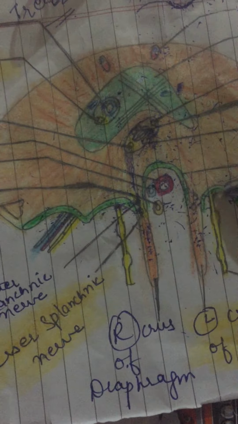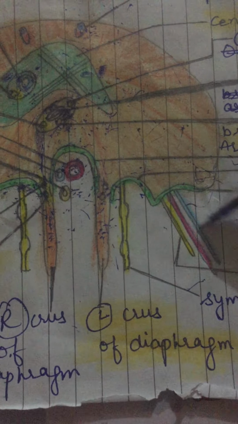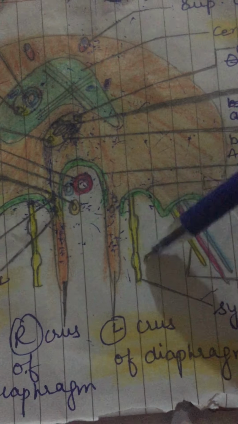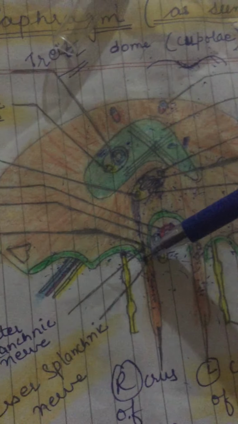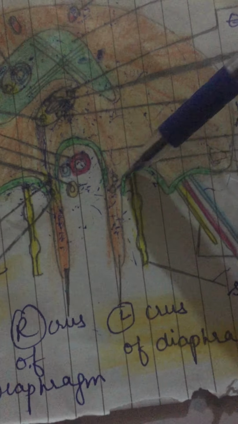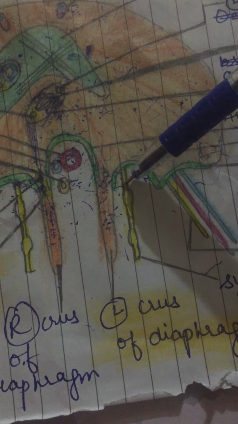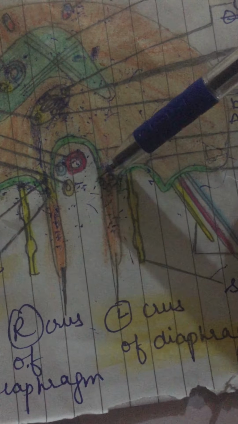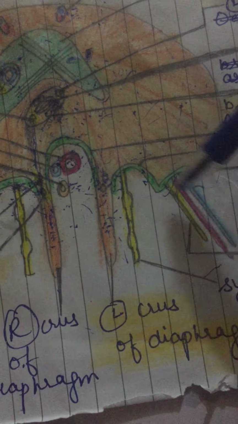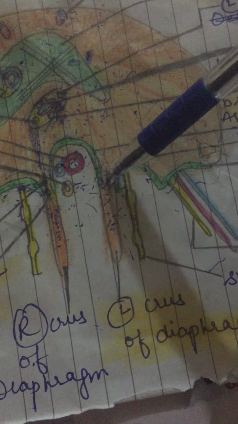Behind the lateral arcuate ligament, I have drawn the lateral arcuate ligament, we have subcostal nerves and vessels, right? Behind the median arcuate ligament we have the sympathetic trunk and splanchnic nerves. Sometimes I have drawn splanchnic nerves here also. Here we have splanchnic nerves, right? In each crus, the greater and lesser splanchnic nerves, right? Behind the lateral arcuate ligament we have costal nerves and vessels. Behind the median arcuate ligament we have the sympathetic trunk and the least splanchnic nerves.